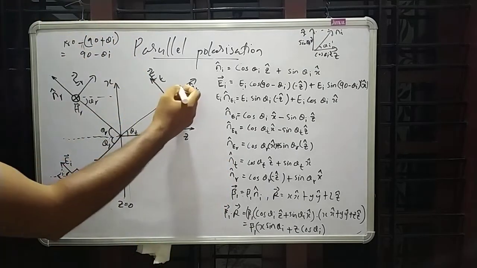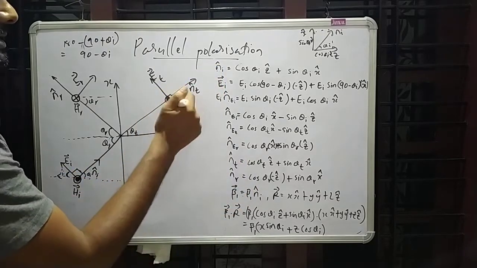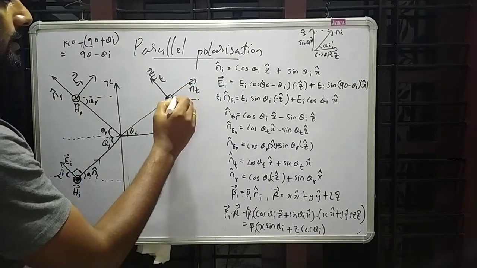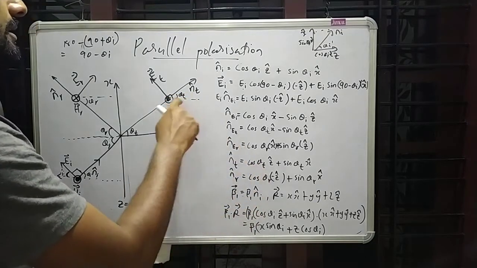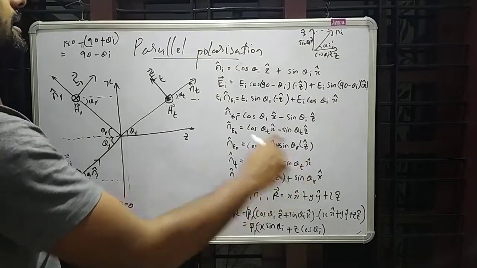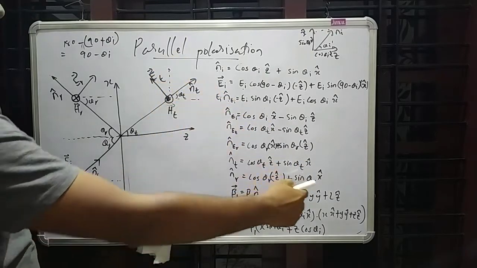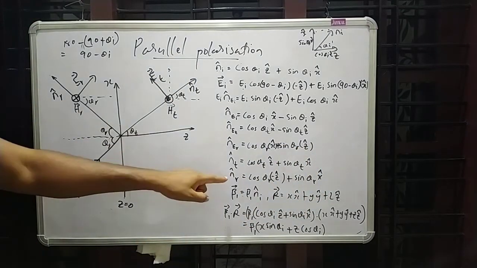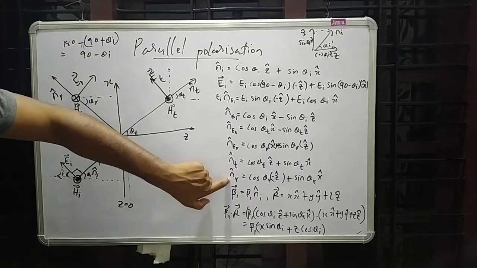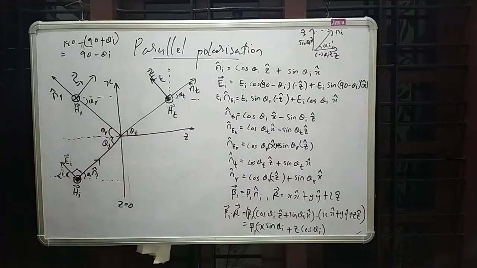Direction of propagation of the transmitted wave is N_t. N_t is equal to cos theta_t z cap plus sin theta_t x cap. This angle is also theta_t. As well as this is the direction of the reflected wave: N_r cap is equal to cos theta_r minus z cap plus sin theta_r x cap.